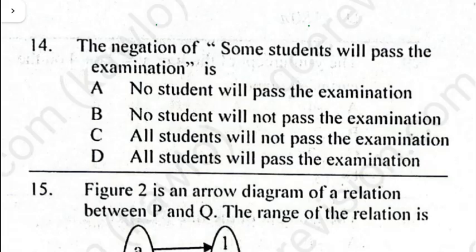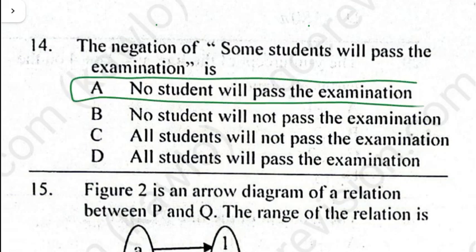Now the negation of the statement "some students will pass the examination" is the opposite of "some students will pass." That means that nobody will pass, right? So no students will pass the examination. The negation of "some" is "no." No students will pass the examination.